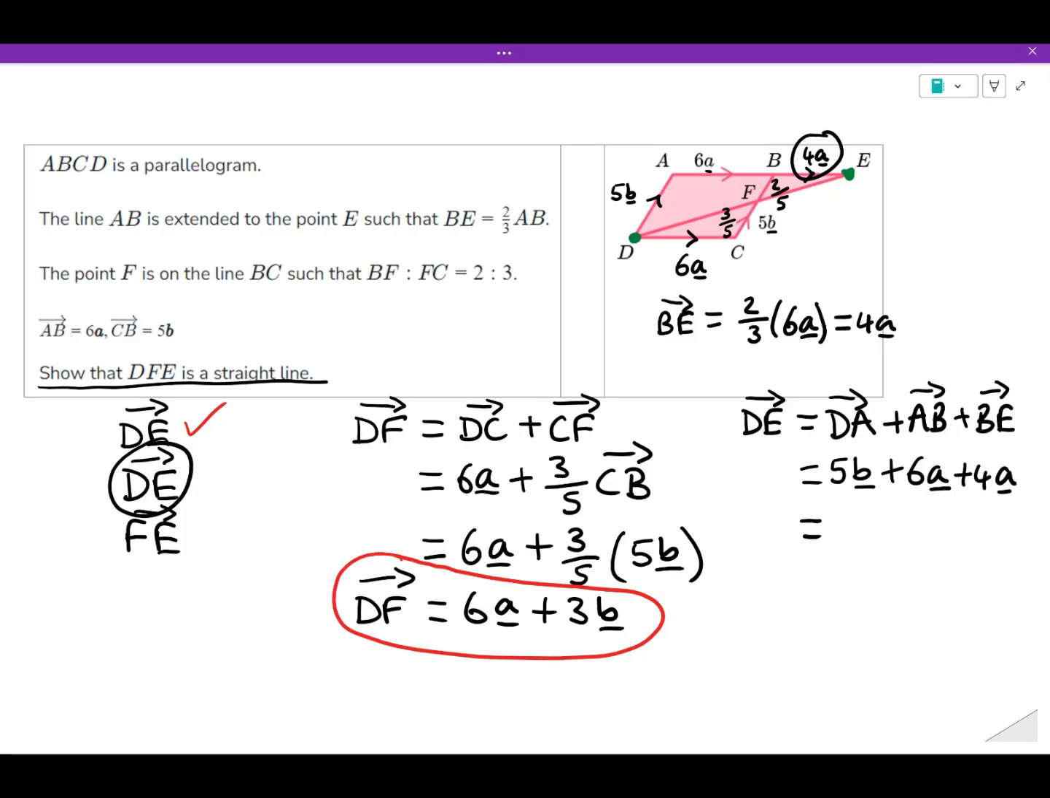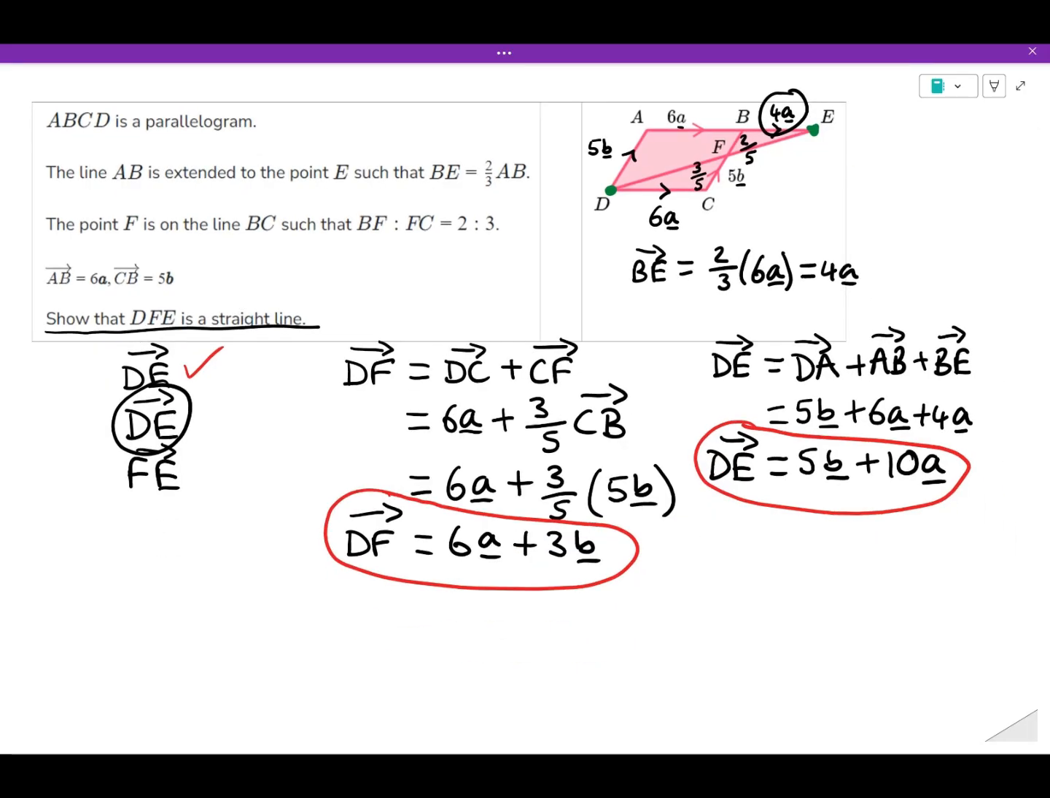Now let's simplify. So I'd get 5B, and then we got two terms involving A, which give me a total of 10A. So we've now got my vector for D to E. So I'm going to circle that because we're going to make use of that as well. So that's most of the working done. What we now need to show is that these two vectors here are parallel to each other. So let's write D to E down here. So it's equal to 5B plus 10A.